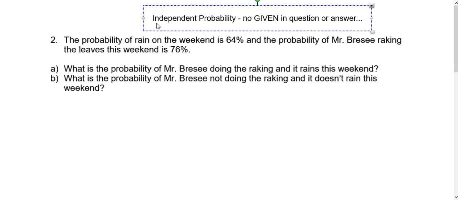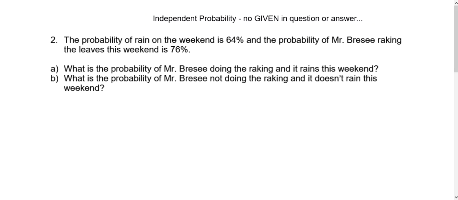Okay. So what's the probability of Mr. Brizzy doing the raking and it rains? Nope. No given in there. Okay, what's the probability of Mr. Brizzy not doing the raking and it doesn't rain this weekend? That's there too. Okay. So the second thing is the same thing, is define your variables. So take the time to define your variables.